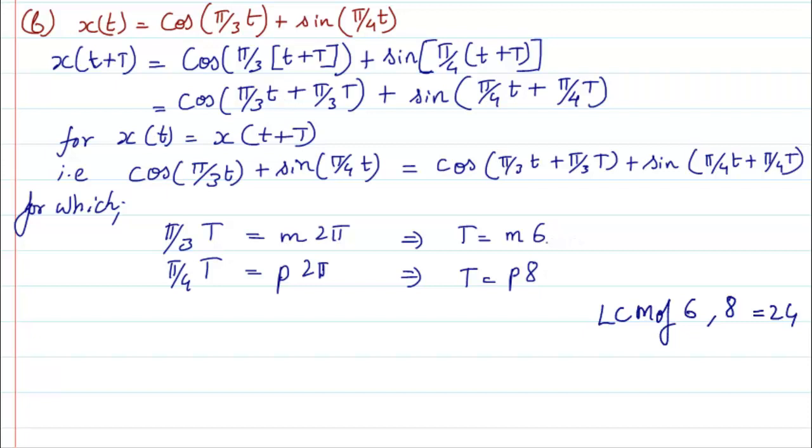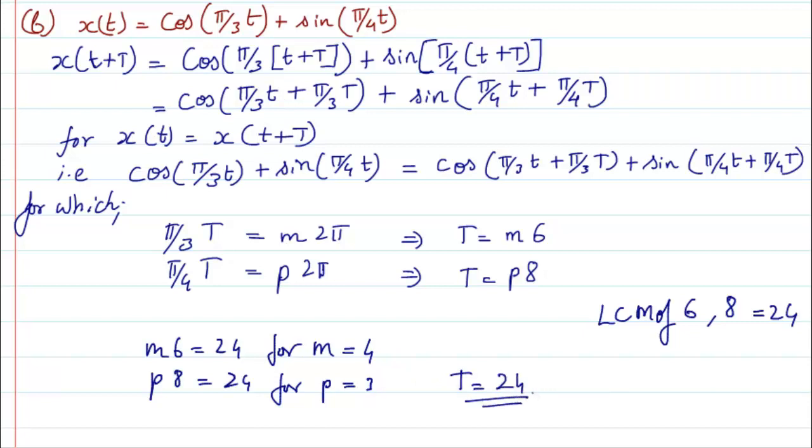So I can say that 6m will be equal to 24 for m equal to 4, whereas 8p will be equal to 24 for p equal to 3. So if I take t equal to 24, then both of these values will become a 2 pi multiple.